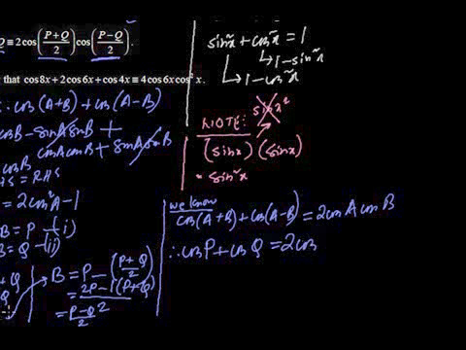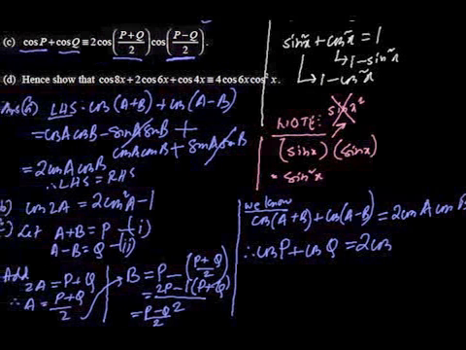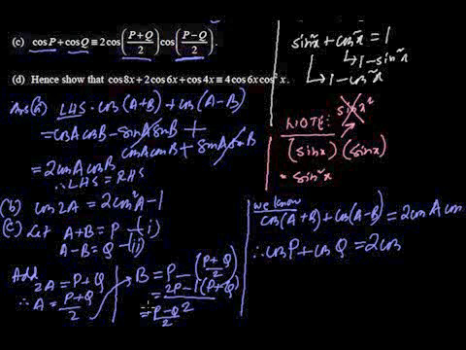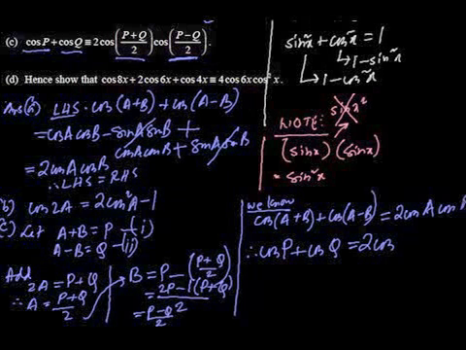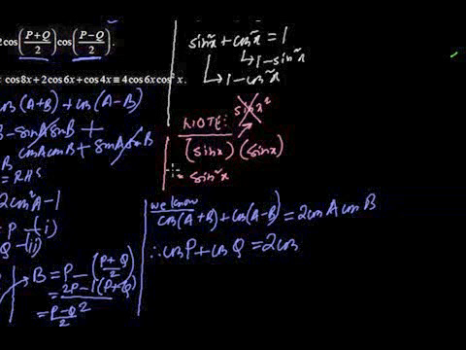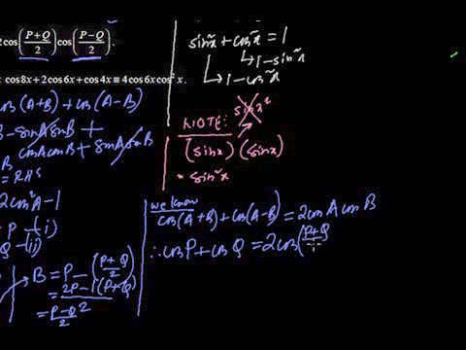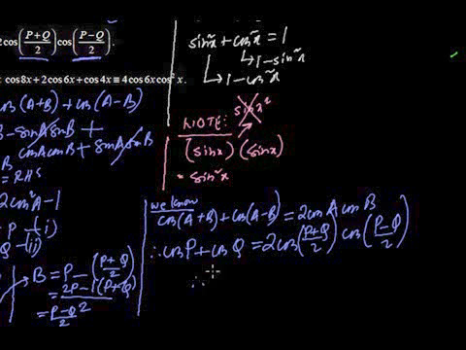Now the value of a that we found was (p plus q) by 2. This is the value of a, and the value of b we found was (p minus q) by 2. So this is going to be cos((p plus q) by 2) cos((p minus q) by 2), and therefore proved. Left hand side equals right hand side.